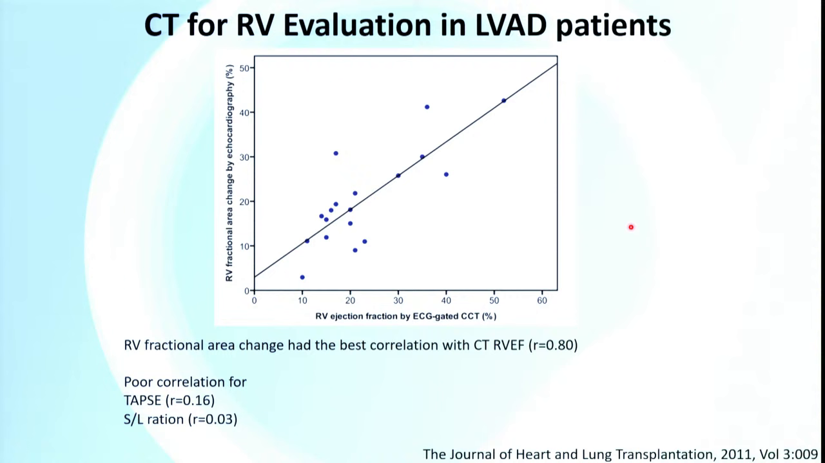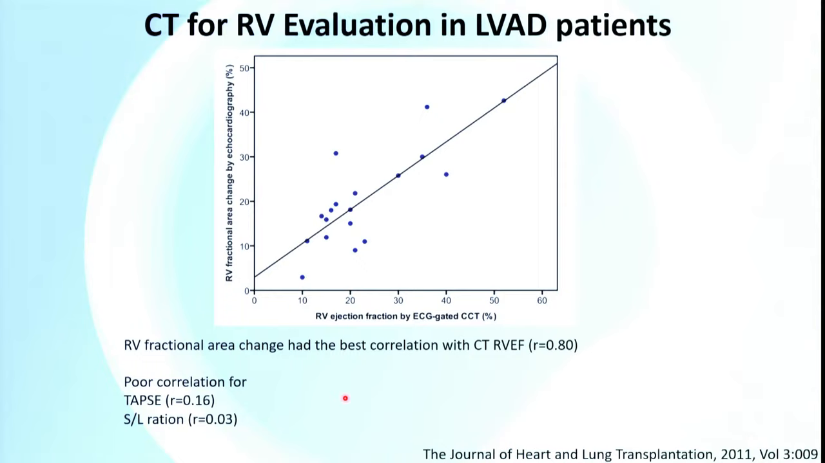Out of the different parameters that they tried to look at, a correlation of CT parameters with echo parameters, the RV fractional area change had the best correlation with CT-derived RV ejection fraction with a correlation coefficient of 0.8. Here's the RV ejection fraction on CT, and then on the y-axis, here is the RV fractional area change. But there was poor correlation for both the TAPSE as well as the ratio of the short to long axis.